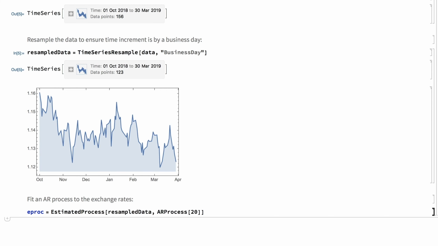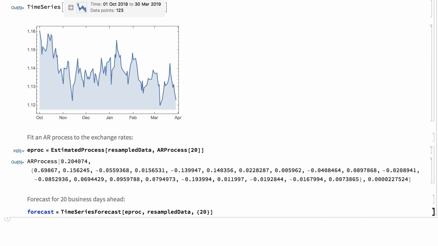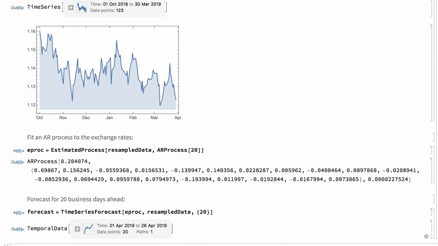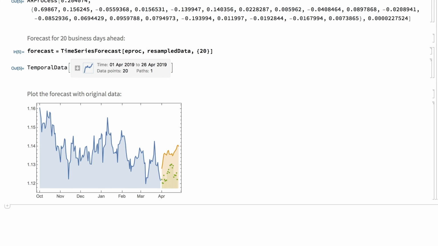We can fit an autoregressive process on the time series data from the past and use it to forecast the rates for 20 business days in the future. Here is a comparison of the training data, the forecast, and the actual values for the dates used for the forecast.